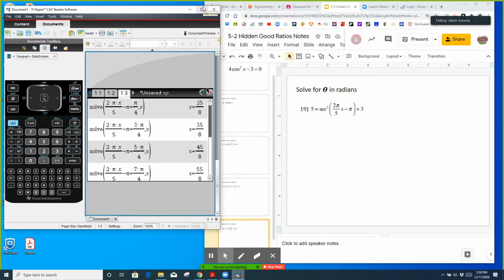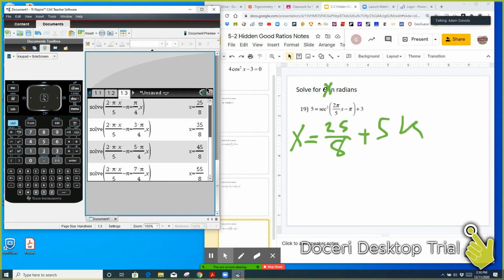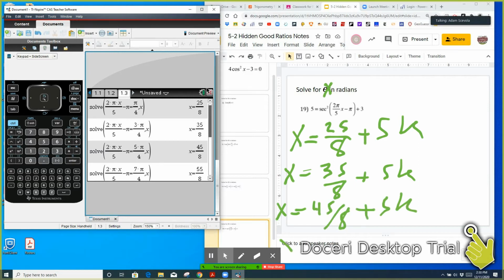So our final answers would be what I just said. I'm just going to write it out. So x, not theta, it says solve for theta, but it should say solve for x, is equal to 25 over 8 plus 5 times k, because 5 radians is the period. And then 35 over 8 plus 5k, 45 over 8 plus 5k, and then 55 over 8 plus 5k. And then they just keep repeating. So that's probably the easiest way to express it.